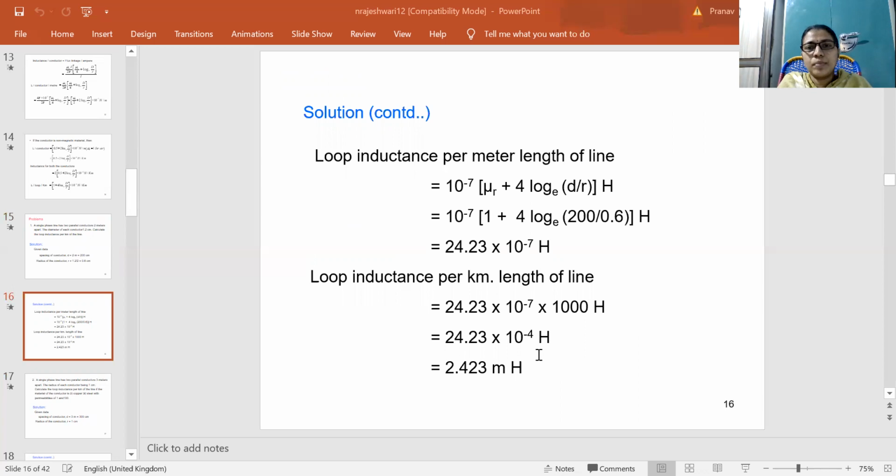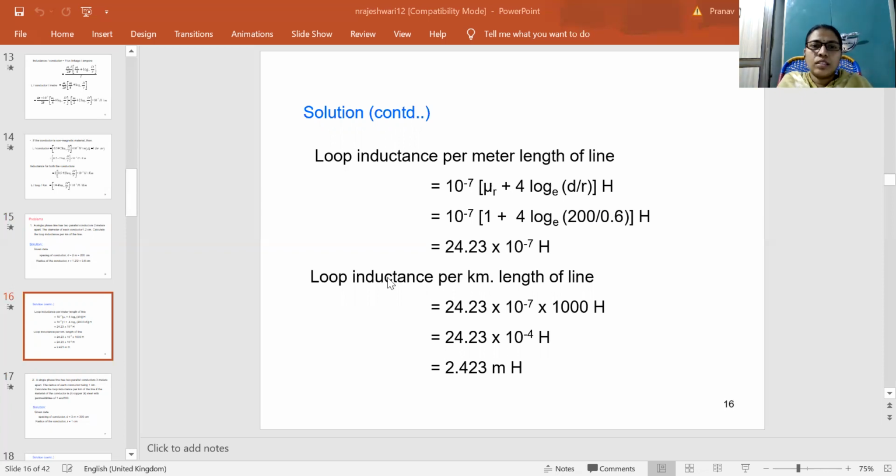And the loop inductance per meter length of the line will be 10 to the power of minus 7 into mu r plus 4 log of d by r henries. So 10 to the power of minus 7 into 1 plus 4 log 200, which is the 2 meters distance, and small r is 0.6 centimeters. By substituting these values, finally we get 24.223 into 10 to the power of minus 7 henries as the inductance per meter length.